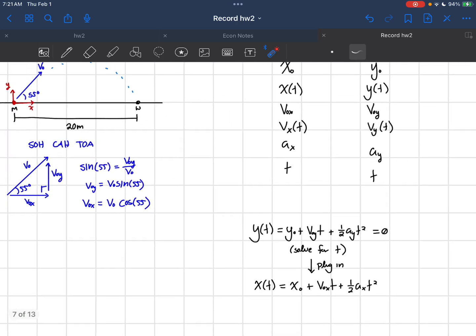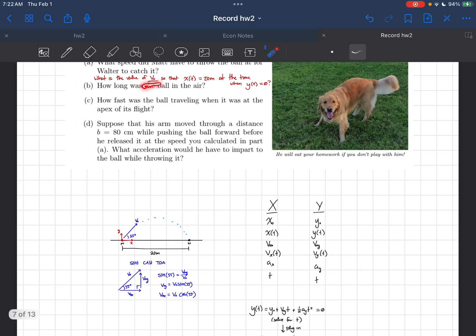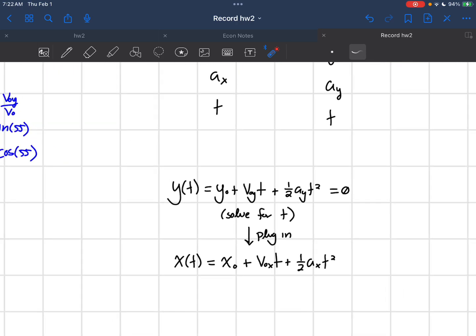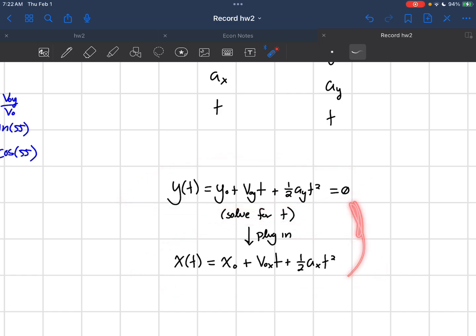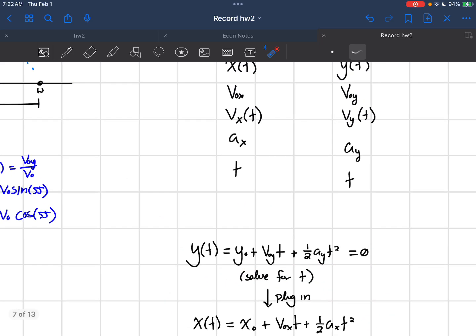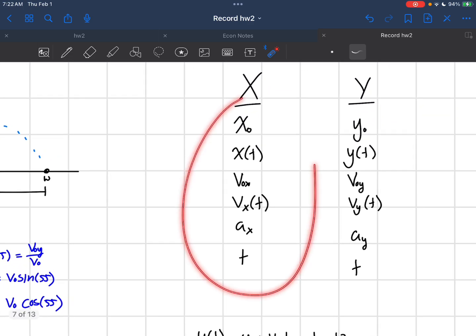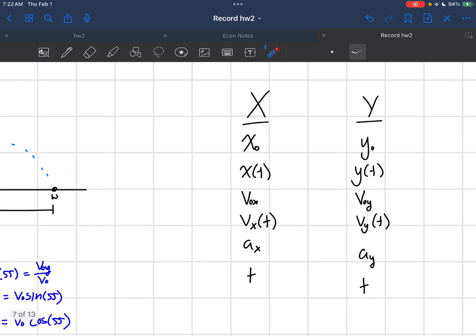I just have to, since I'm trying to solve for v naught, make sure that v naught is somewhere in one or both of these equations. So let's visit what variables we know, what we don't know, and what we do not care about.